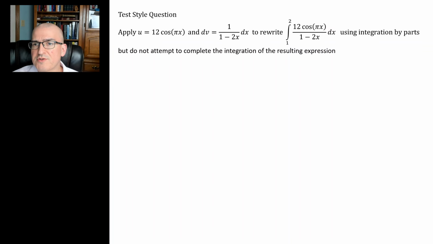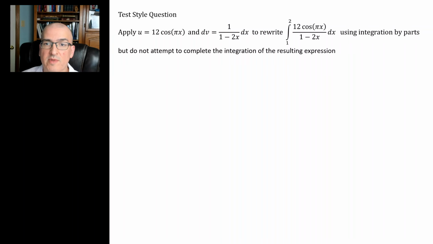We have an integral from 1 to 2, and that's safe because it doesn't include 1/2, where the bottom of the integrand is 0, of 12 times cos of pi x over 1 minus 2x, and we're going to use the integration by parts formula to rewrite the expression. And this one's also a better phrasing of how you would see a problem on a test, but do not attempt to complete the integration of the resulting expression. So stop whatever you have, whatever horrible thing you've created, don't go any further. Because what's going to come out of this is likely not better than what you start with.